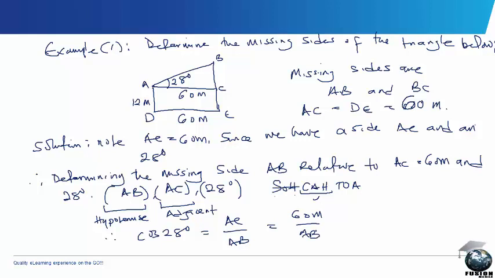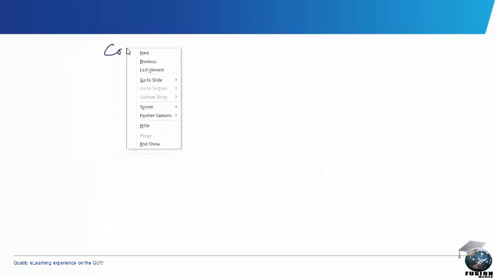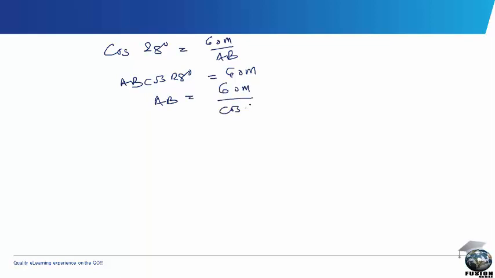We don't know the value of AB yet, and so we can say that cos of 28 degrees is equal to 60 meters over the side AB. So multiplying both sides by AB, AB cos 28 degrees is equal to 60 meters, so that AB itself will be equal to 60 meters all over cos of 28 degrees. Okay, I believe you understood the computation so far, which can be written as 60 meters all over cos of 28 degrees.